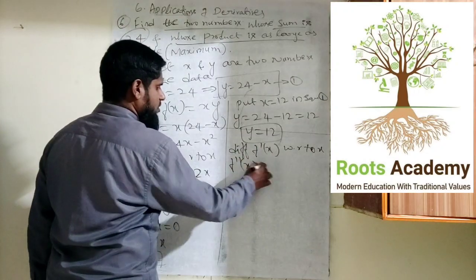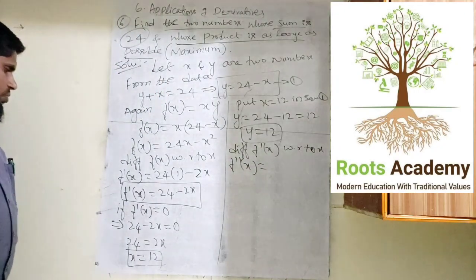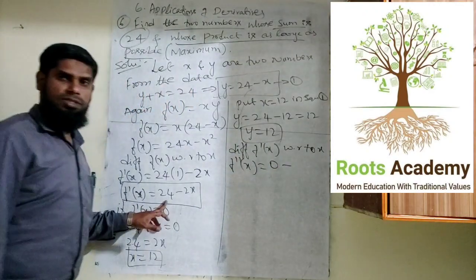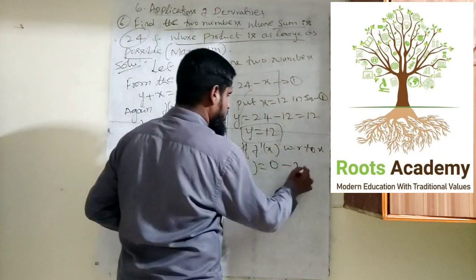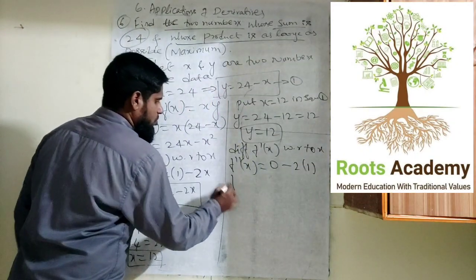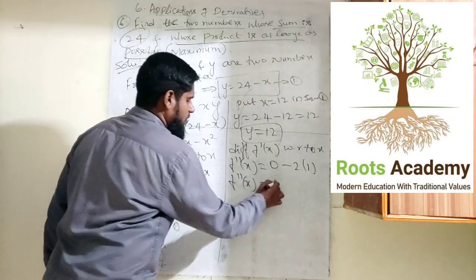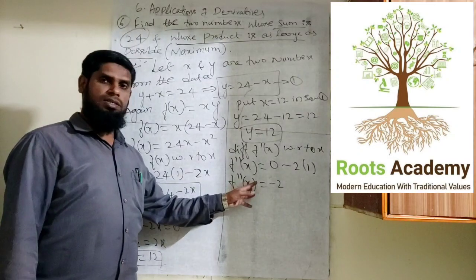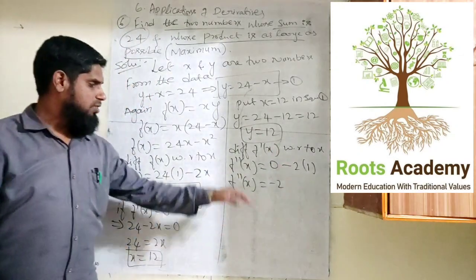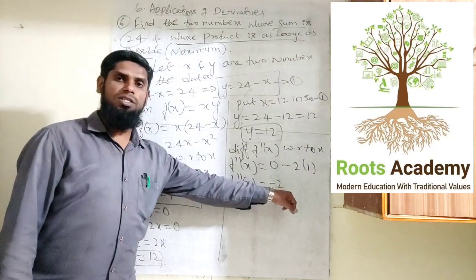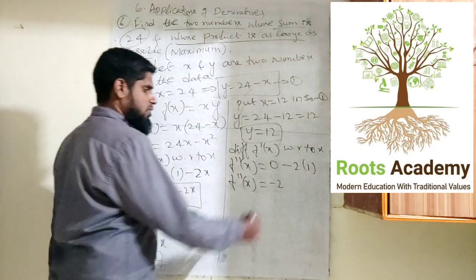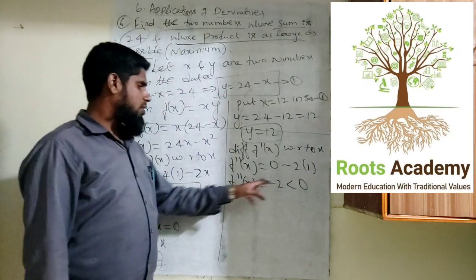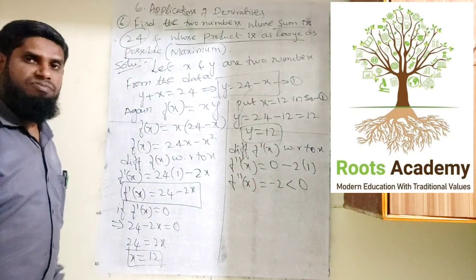So f double dash of x is equal to derivative of 24 is 0, minus 2 as it is, derivative of x is 1. So my f double dash of x is equal to minus 2. For every value of x, it is minus 2 only, because the second order derivative is constant. Since it is minus 2, it is less than 0. The moment the second order derivative is less than 0, it is a maximum function.